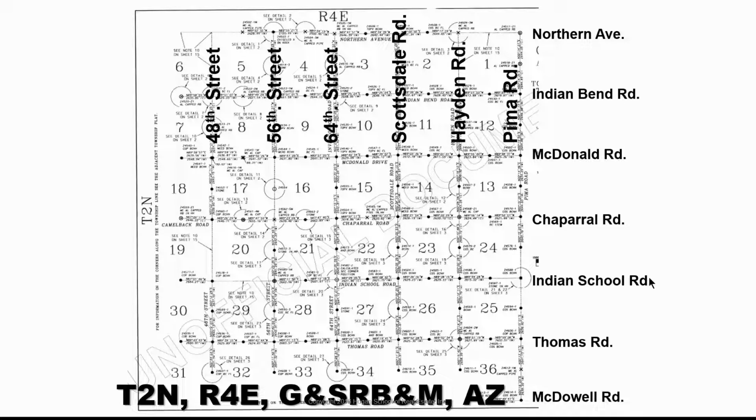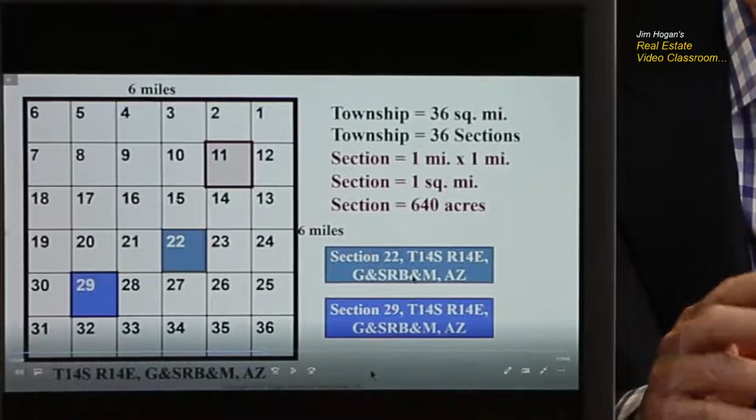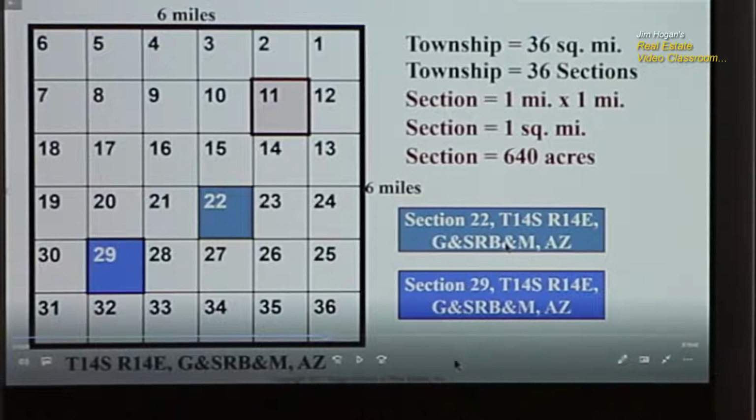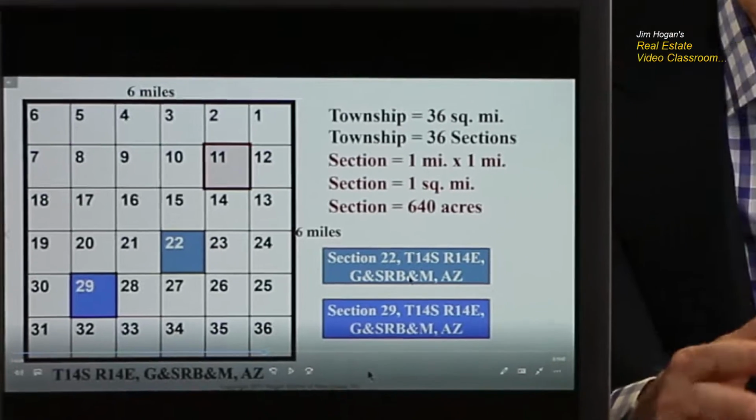So again, Phoenix, Tucson, a lot of other Arizona cities are laid out along the government survey section lines and township lines. So let's recap again. A township contains 36 sections. And each section is 1 mile by 1 mile, so that's a square, 1 mile square, containing an area of 1 square mile, because 1 times 1 is 1. And by definition, a square mile, a section, contains 640 acres.